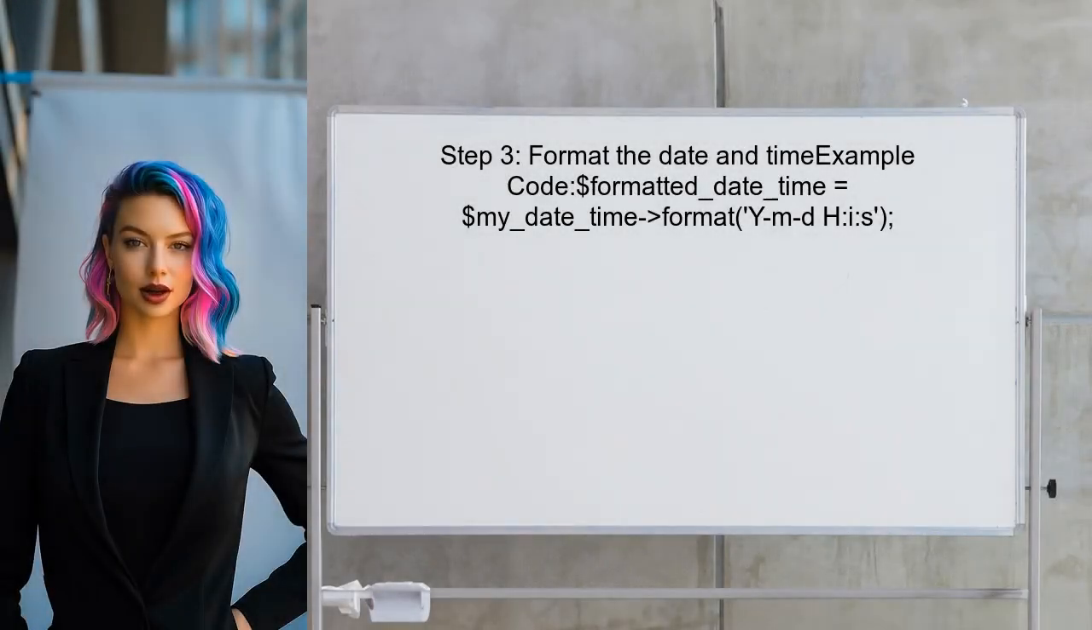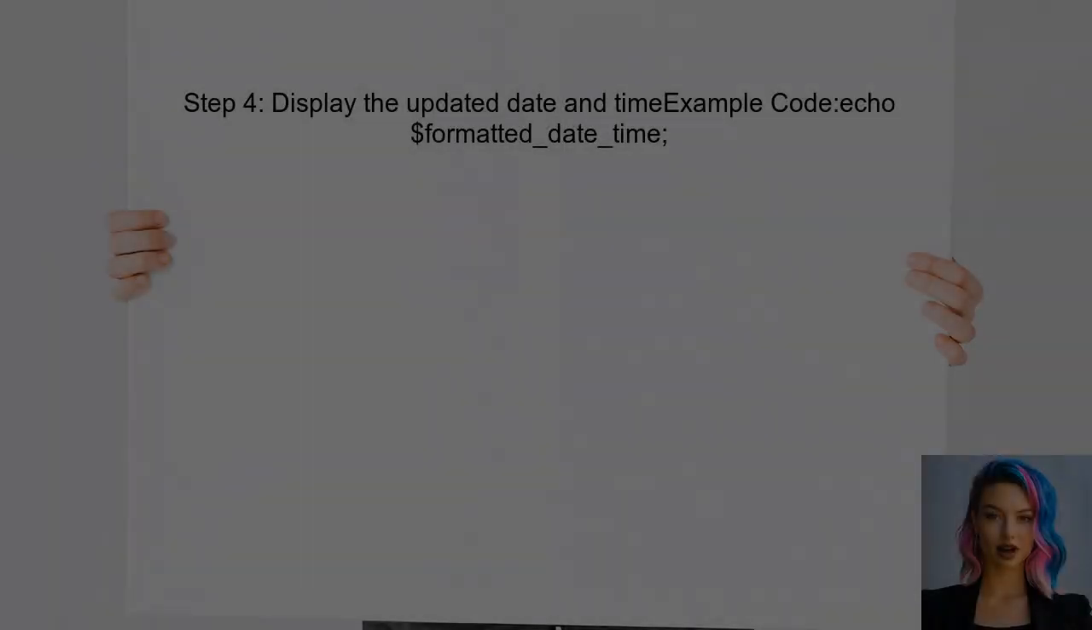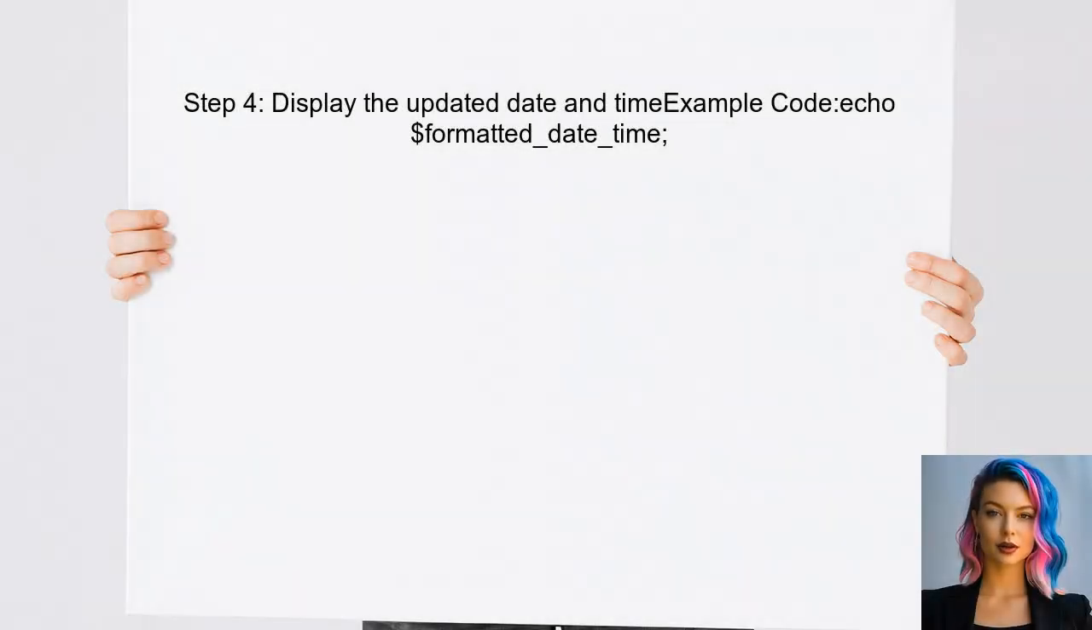After modifying the DateTime object, the user should format the date and time to match their desired output. They can use the format method for this purpose. Finally, the user can display the updated date and time. This will show the current date and time plus 1 hour in the specified format.